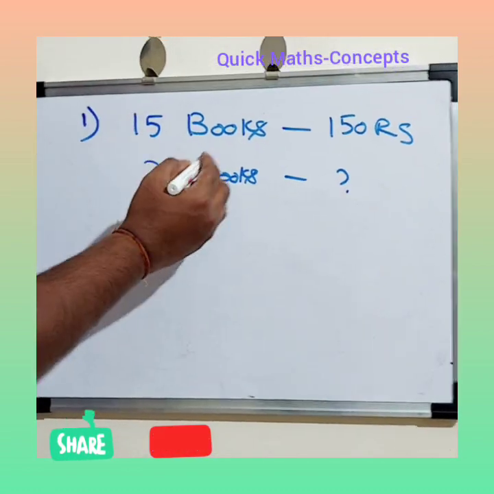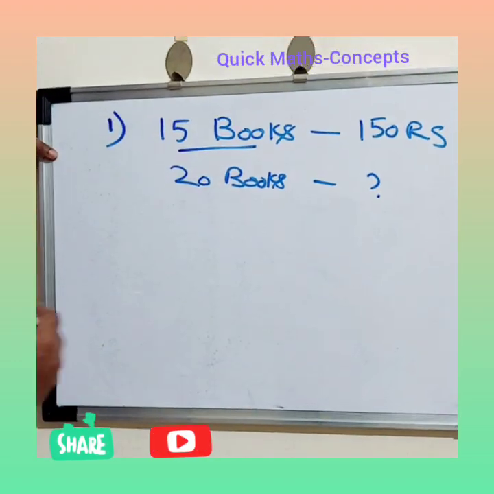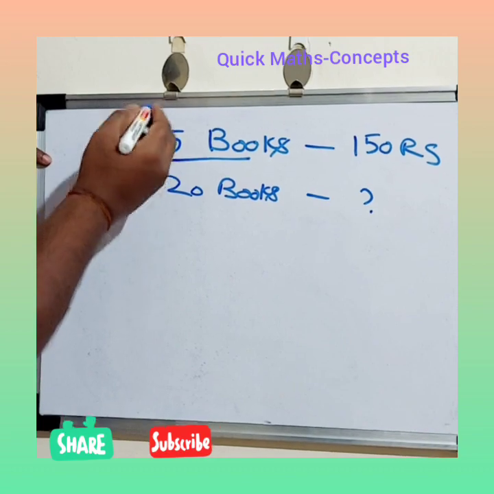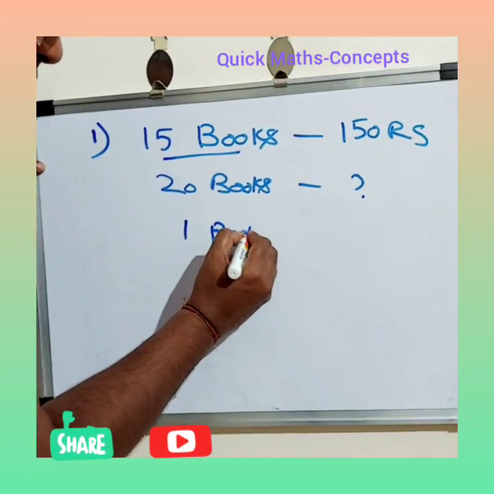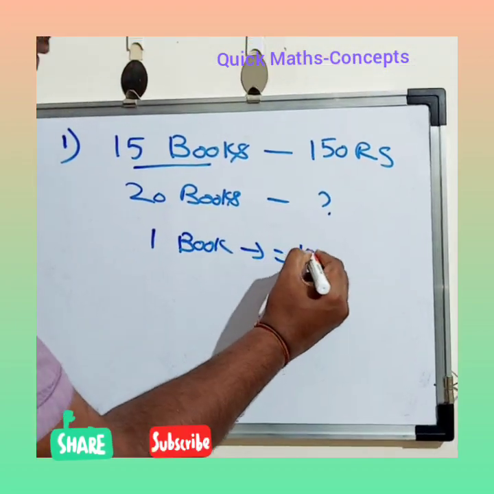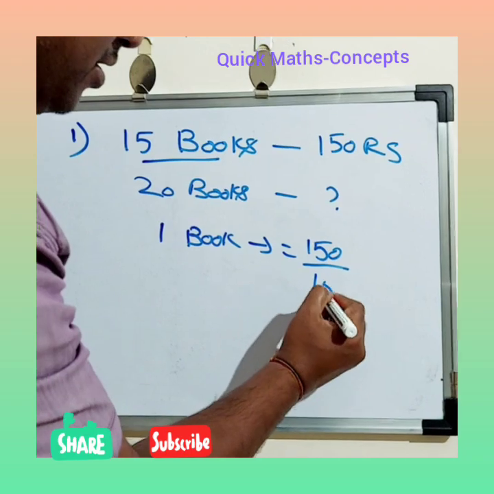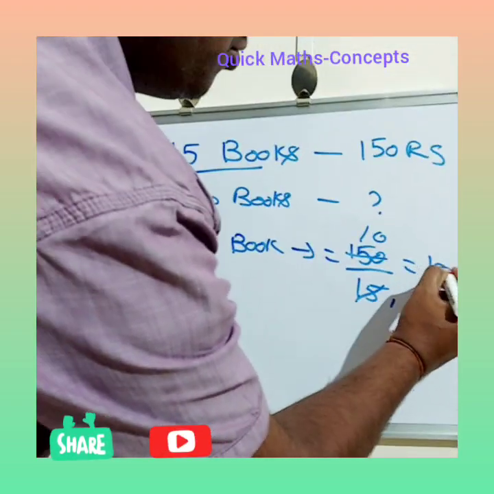First we need to understand the logic, because the cost of 15 books is given as 150, and we have to find the cost of 20 books. The simplest method is to first find the value of one book. Because 15 books cost 150, the cost of one book is 150 by 15. 15 ones are 15, 15 tens are 150, that is 10 rupees.